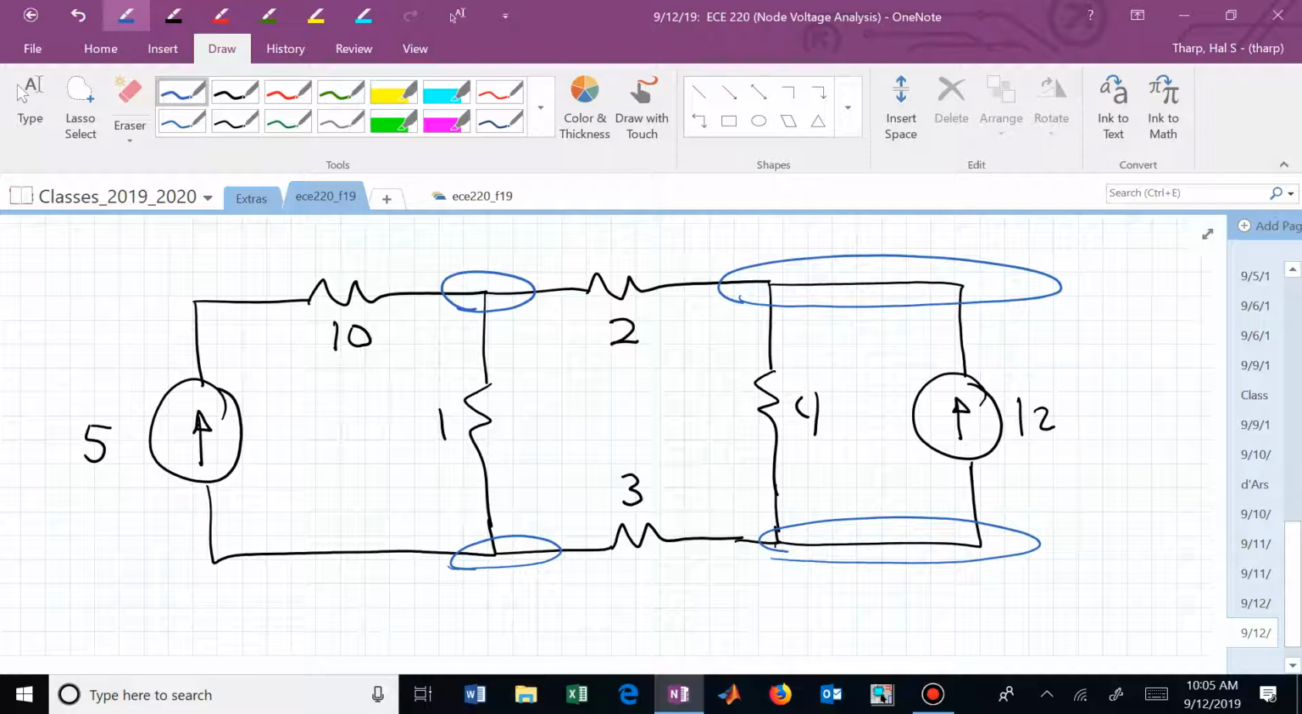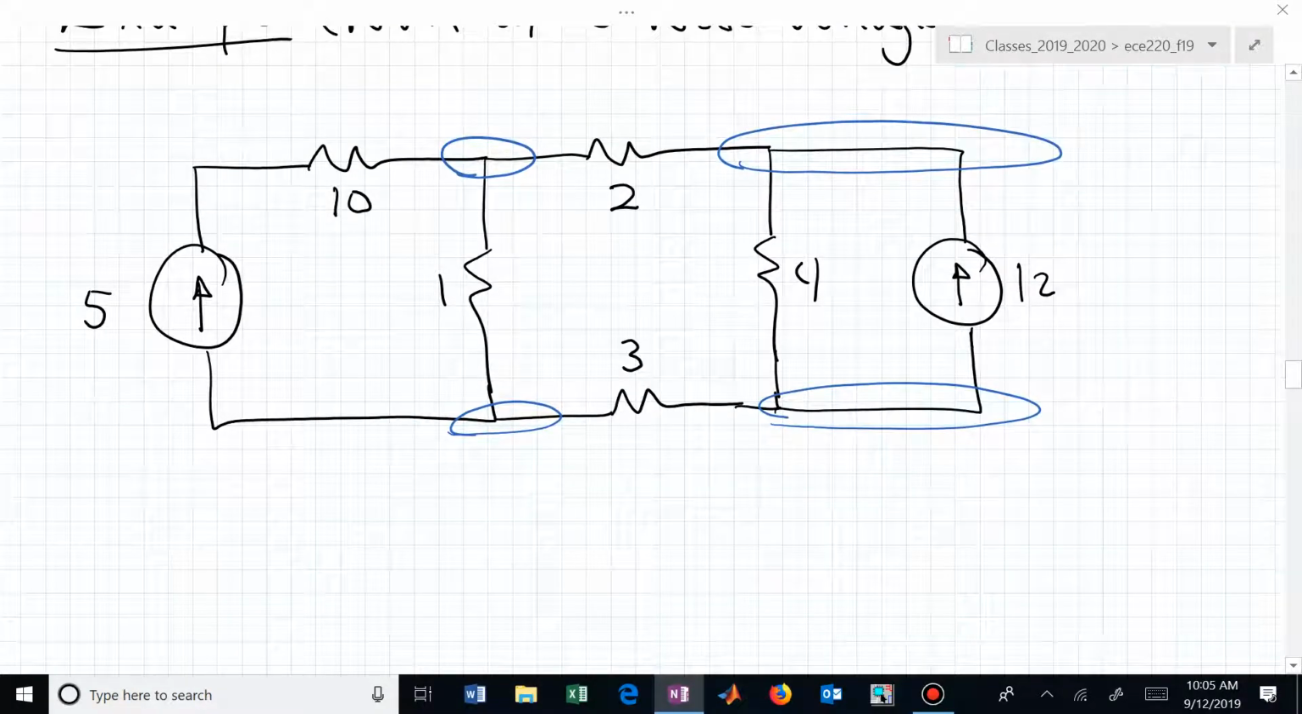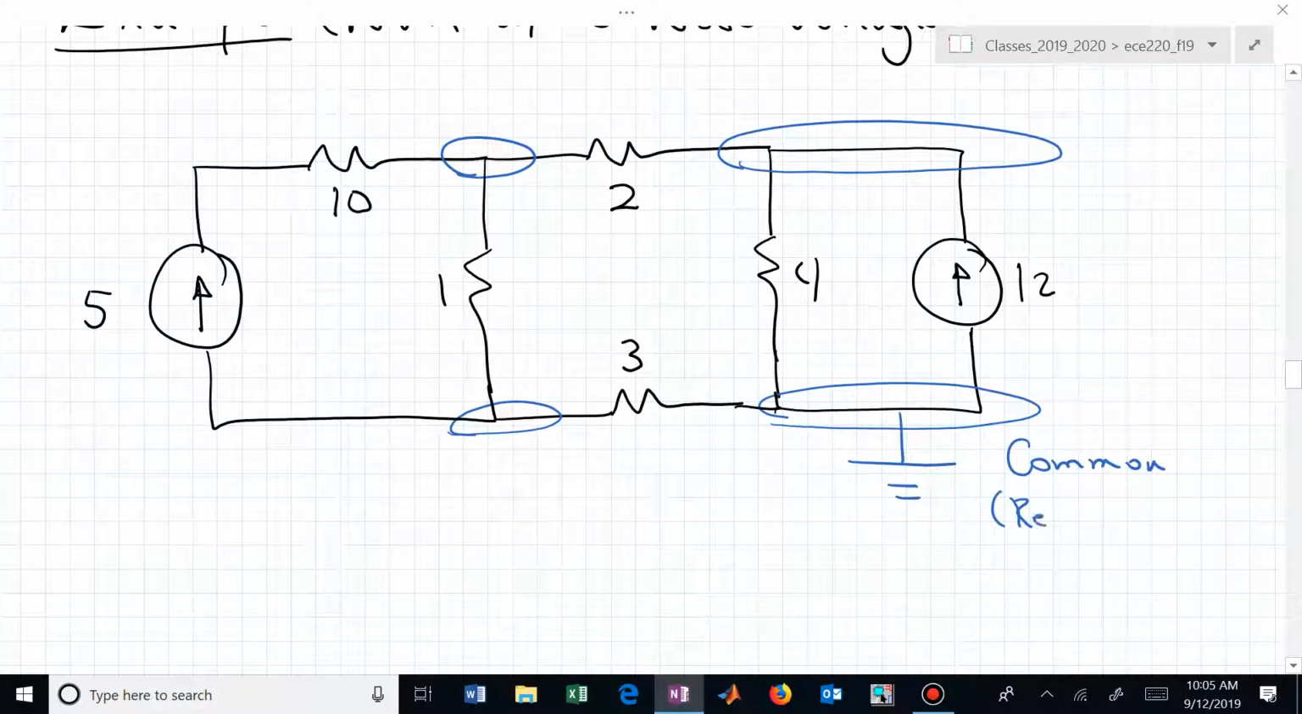We'll show that it doesn't matter. It doesn't look like that's going to be today, but at some point we'll maybe show it doesn't matter where we pick the reference node, we just pick one and work the problem. It will obviously give us a different collection of voltages, but your voltages and my voltages will be consistent or compatible. Here I'm going to just make this the common or the reference node.